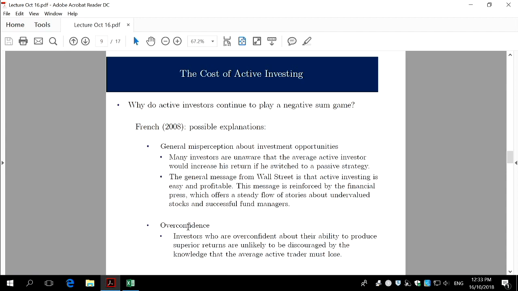But if a lot of people think this way, then many of them must be wrong, right? You cannot have everybody above average, right? If the majority of people believe they are above average, then many of them must be wrong, and they are just overconfident. So these are two possible explanations. One is people don't know. Second is people know, but they are overconfident.